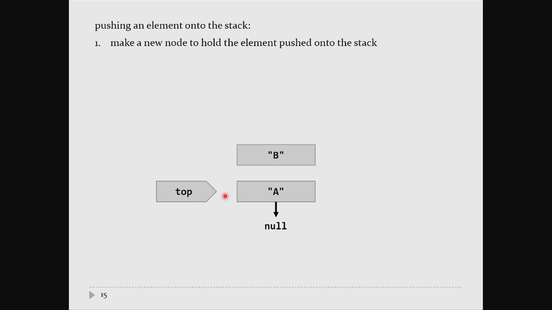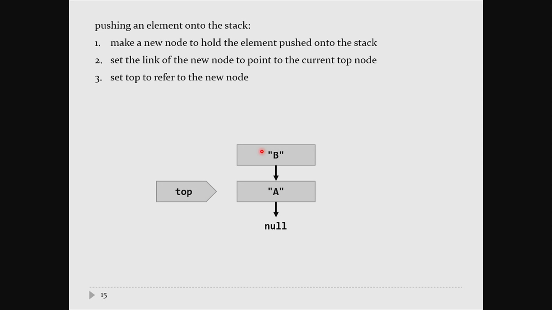Now when I make my node, I have to connect it. Set the link of the new node to point to the current top node. So when I push something onto the stack, that's going to become the new top of the stack. What's the next element in the stack? Well, it's that. So I'm going to set the link from the B to now point to the node A. I'm then going to move the top of the stack so that it now refers to B. And then I'm going to add 1 to the stack size because I just pushed something onto the stack. So now I have a stack of size 2.